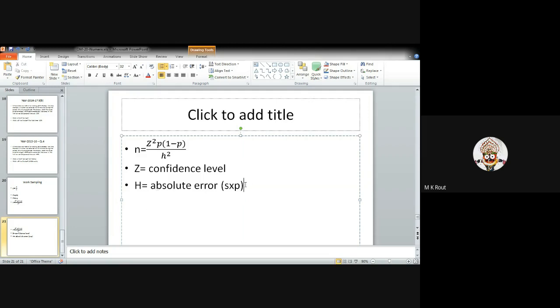The next is small n, which stands for your number of observations, or your sample size. After absolute error, it is S into P. So what is S? I will tell you. S stands for the relative error.